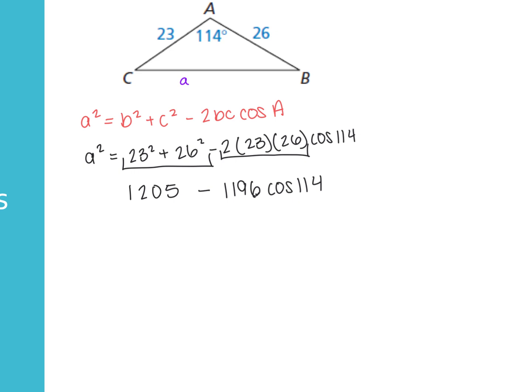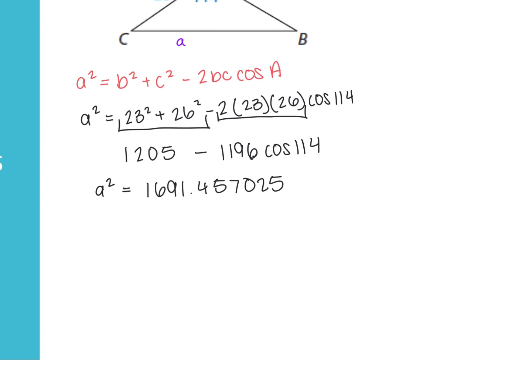1,205 minus 1,196 times cosine 114. You're going to get 1,691.457025. Okay, again, do not round this answer. There is a way on your calculator that you can use the exact answer. So pay attention to what I'm going to say next, because I'm going to show you how to make sure you use that exact answer.